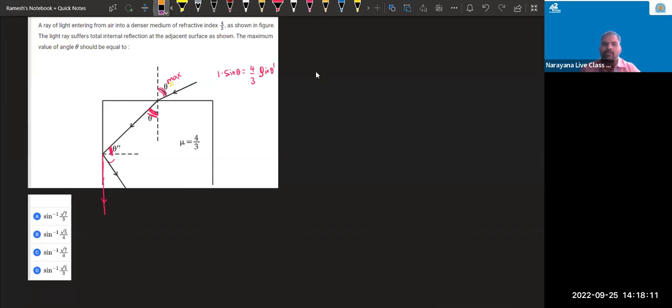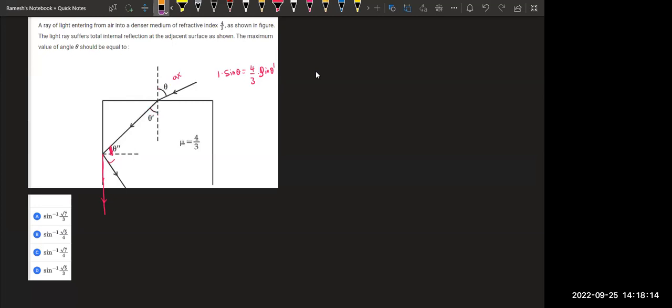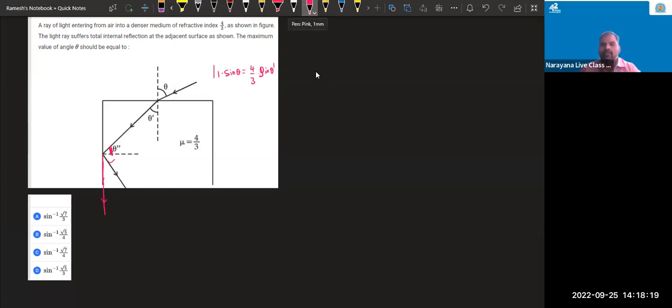Understood this statement? Yes, sir. Okay. Then see this: this angle more means this angle also should be more, na? This is maximum means this is also maximum. This maximum means this should be minimum, na? Minimum angle of incidence means total internal reflection will not start. Means grazing will start. You understood the logic? It's a critical angle. Understood or not understood?